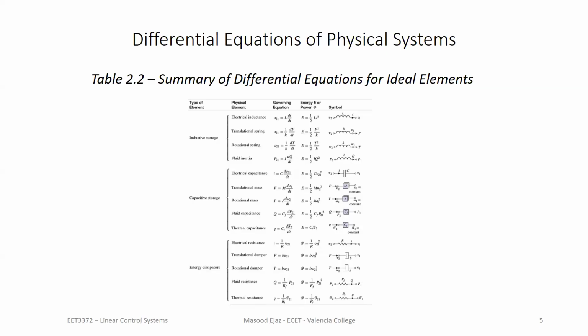Capacitive storage: your through variable is the derivative of the across variable. That's the capacitive storage example. And then you have the energy dissipation, electrical resistance. Basically, current is linearly related to the voltage. A damper is linearly related to the distance and all those things. So the first one is the example of the across variable as a differential of the through variable. The second example is the through variable as a differential of the across variable. And in the third one, the variables are proportionally related to each other, either inversely proportional or directly proportional.